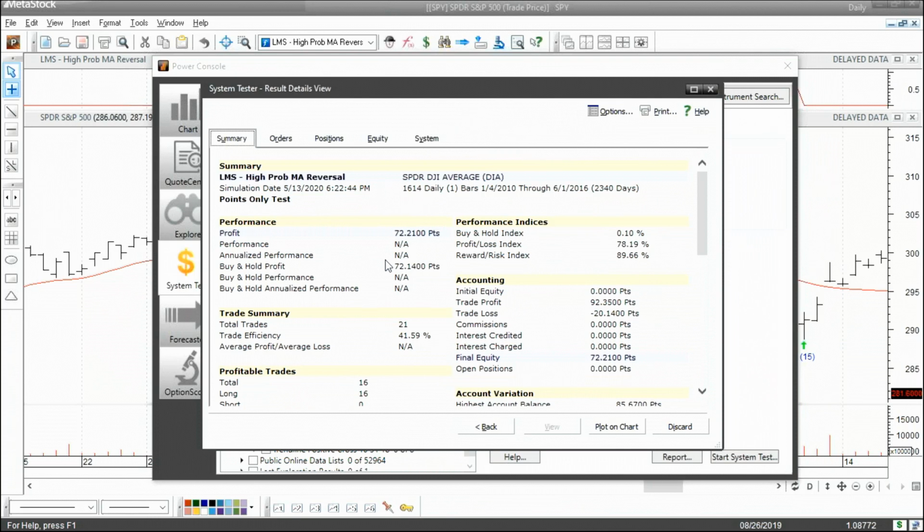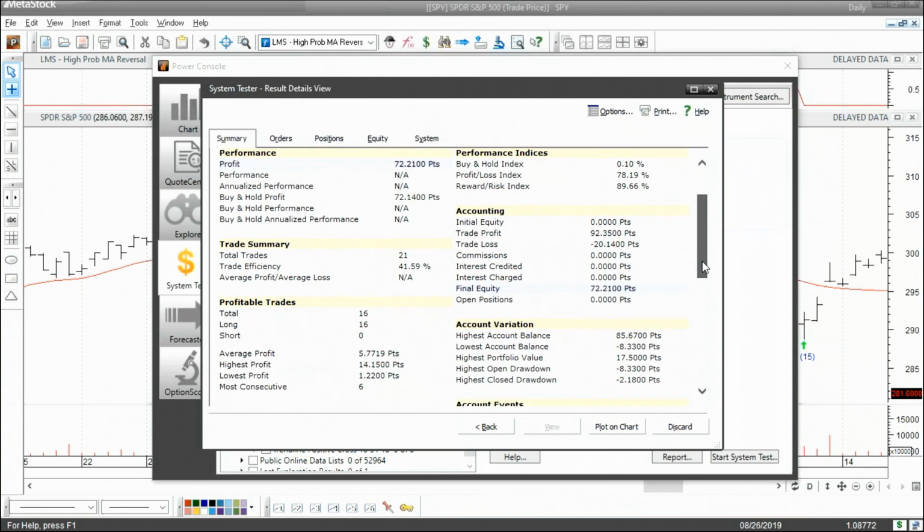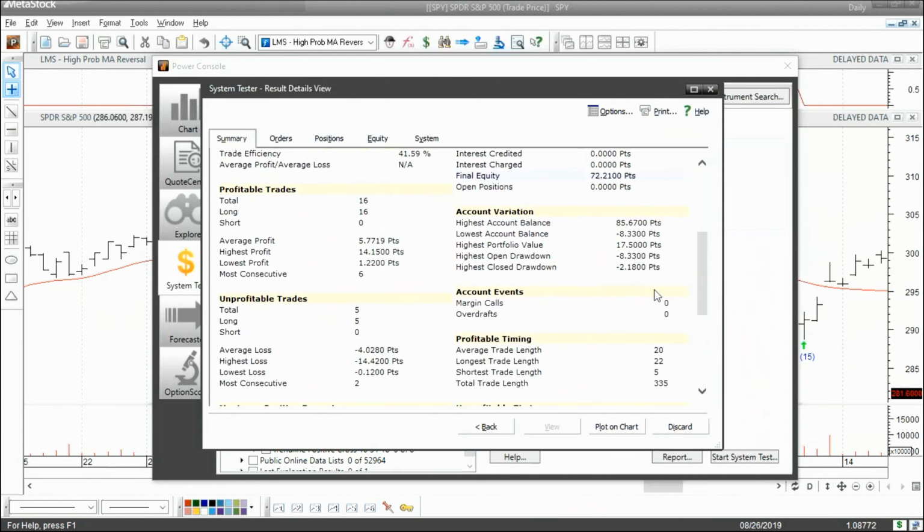So this is the test results again for the diamond, testing 1,600 bars. The profit was 72 and the buy and hold was 72. So this is one you definitely want to take a closer look at. 21 total trades, 16 of them were winners. We'll scroll down here a little bit. Your average profit was 5.7. Your average loss was a little over 4. So again, that's too narrow. That's only 143 difference. So just not enough right there.